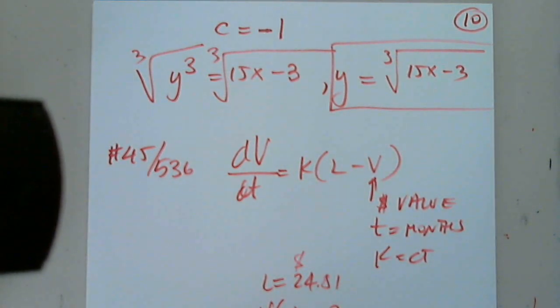So initially it was 20. Find the solution of the differential equation in terms of t and k. Perfect. Is there something else following? No. Perfect.